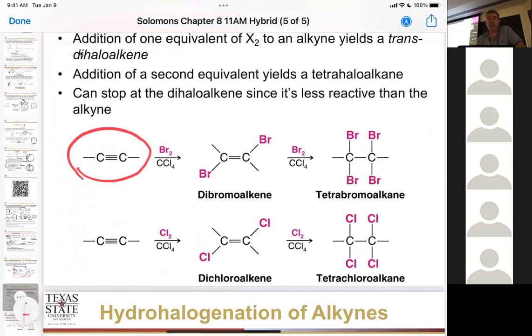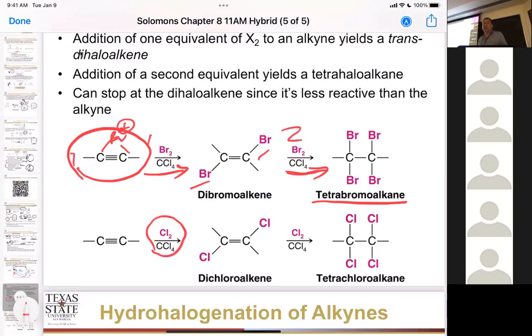Halogenation here, we're going to create our bromonium cation up here, and that's going to give us a trans addition. We're going to get our dibromoalkene with a trans configuration. If you just had one equivalent, 1 mole of this and 1 mole of that, it's going to go once and give you the dibromo complex. You add a second equivalent, it's going to add across the double bond again, giving you a tetrabromo complex. And this works with chlorine as well.